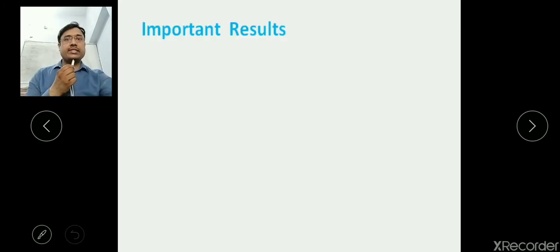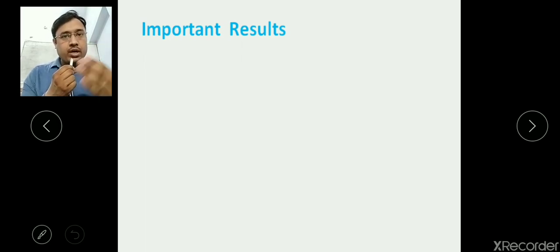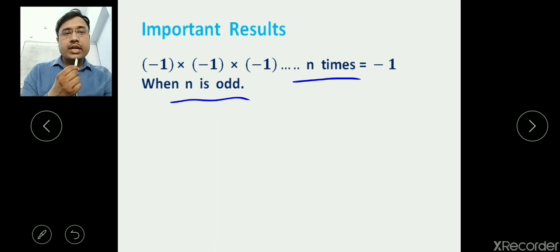Now some important results that we have to see: when you multiply an even number of negative integers, the product will be positive, and when you multiply an odd number of negative integers, the product will be negative. Based on this concept, I have written here that minus 1 into minus 1 into minus 1, n times, if n is an odd number, suppose 7 times or 9 times or 11 times, then the result will always be minus 1, that means negative.